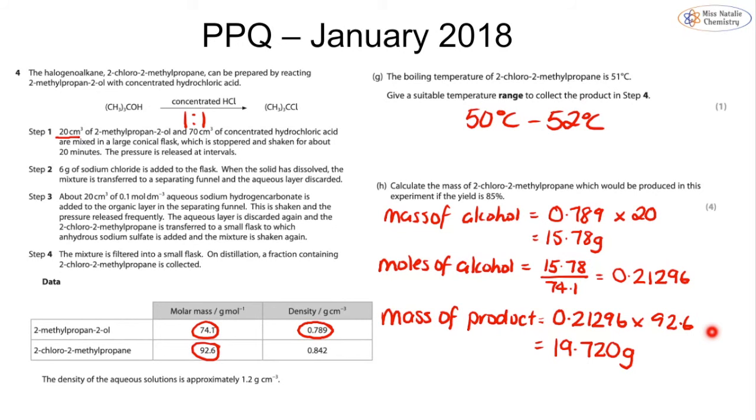So I should get a theoretical mass of 19.720. But remember, our question says that our yield is only 85%, so our actual mass is 85% times 19.720, and that gives you an answer of 16.762 grams.